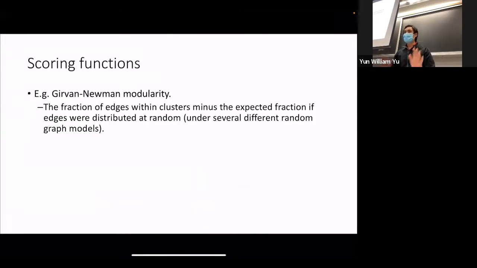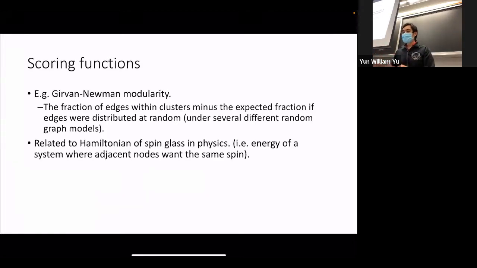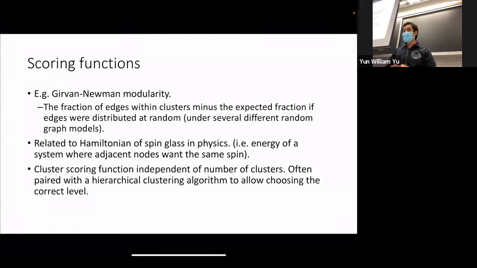And there are a bunch of different scoring functions people have come up with for these kinds of things, ranging from things like Girvan-Newman modularity, which was a super popular one and still is to some degree, which is just the fraction of edges within the cluster minus the expected fraction if the edges were distributed at random. This is actually quite related to some concepts in physics. So it turns out that the graph clustering problem is mathematically equivalent to measuring the Hamiltonian of spin glasses. Getting the energy of a system where you want adjacent nodes to have the same spin in a physical system. So there are some nice mathematical connections there.